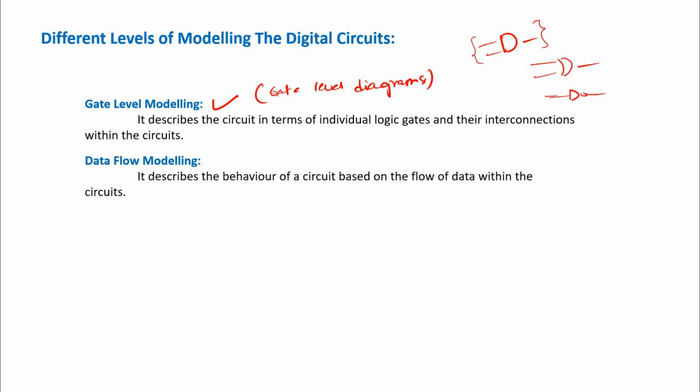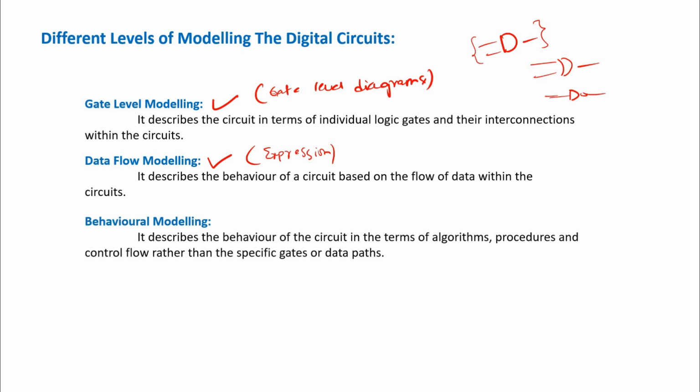Data flow modeling describes the behavior of a circuit based on the flow of data within the circuit. When you know the expression of a particular digital circuit, then only you can choose data flow modeling. And the third one is very important: behavioral modeling. It describes the behavior of a circuit in terms of algorithms, procedures, and control flow rather than the specific gates or data paths. We can opt for this type of modeling when you know the complete functionality of the digital circuit.